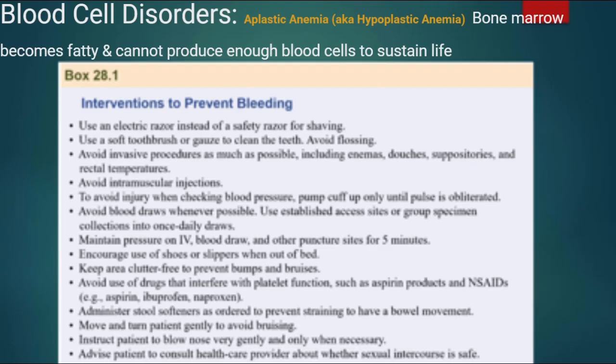Additional precautions include giving stool softeners to prevent straining, turning and moving patients gently, and even instructing them to blow their nose softly. Patients may also need to discuss the safety of sexual activity with their provider, as mucosal trauma could trigger bleeding. As nurses, the key is to remain vigilant, reinforce these safety measures, and educate patients and families on how critical bleeding prevention is in aplastic anemia.